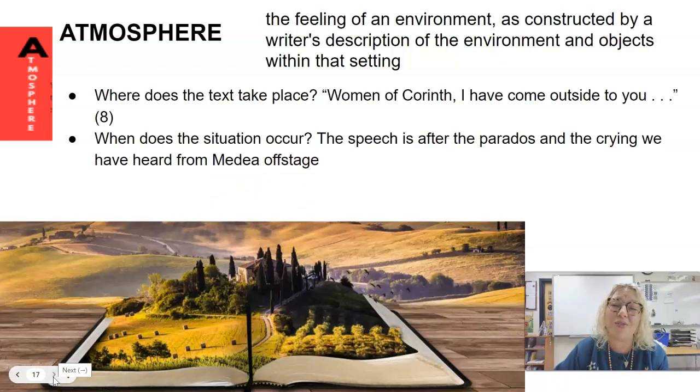Okay, I hope this helps you a little bit with DITS and that you will find some good examples of diction, imagery, tone, structure, and atmosphere as you analyze the play Medea.